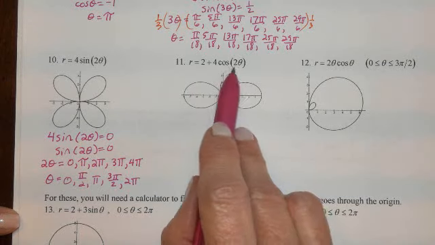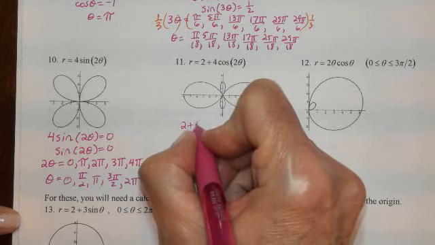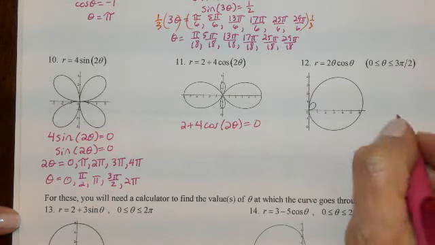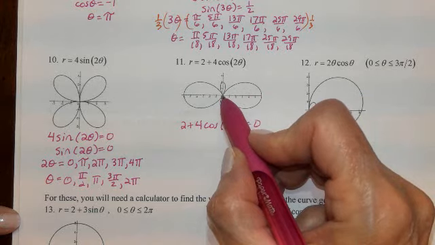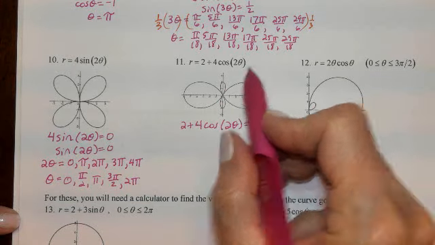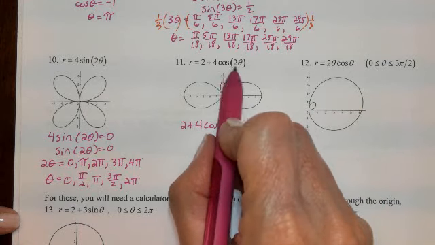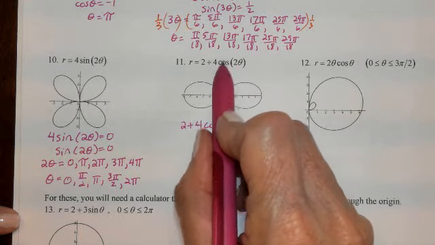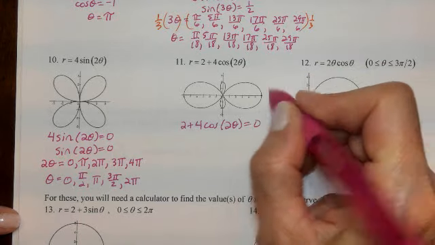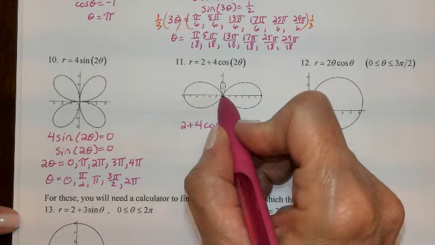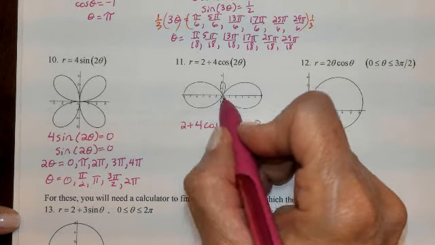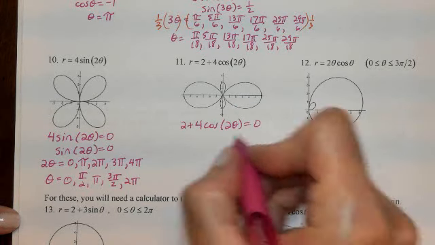Next up, what about this one? 2 plus 4 cosine of 2 theta is equal to 0. It looks to me, if I put 0 in for theta here, cosine of 0 is 1, isn't it? So we're beginning right out here. That's when theta is 0. So I'm thinking 1, 2, 3, 4. I think we're going to have 4 answers here.